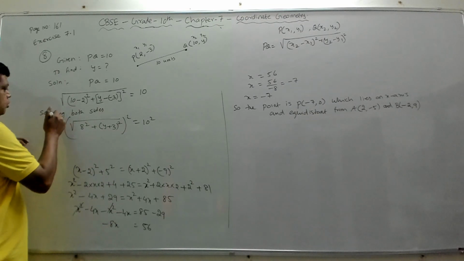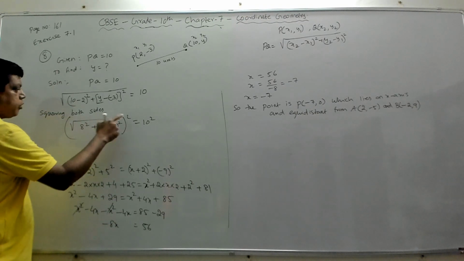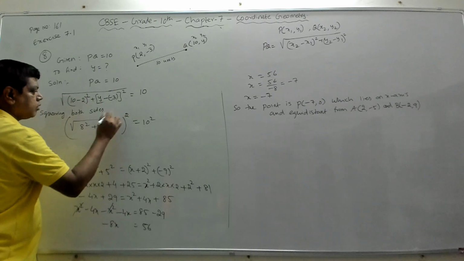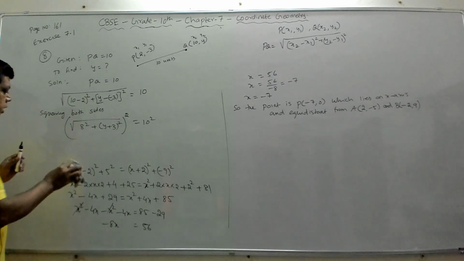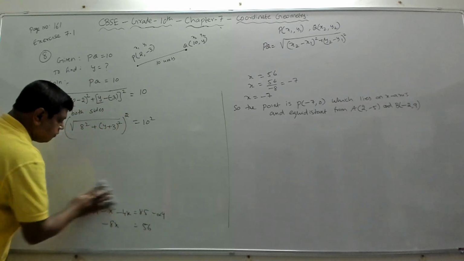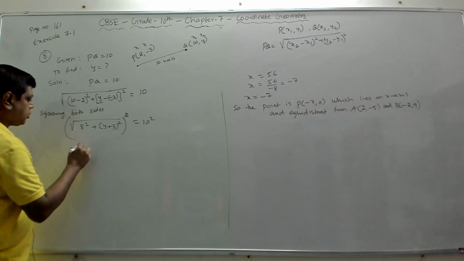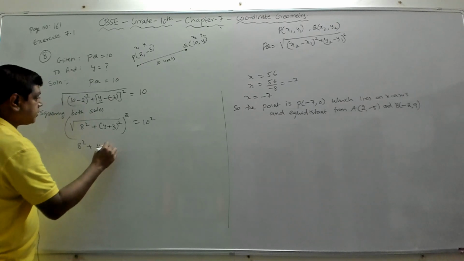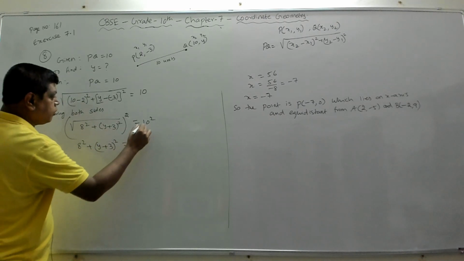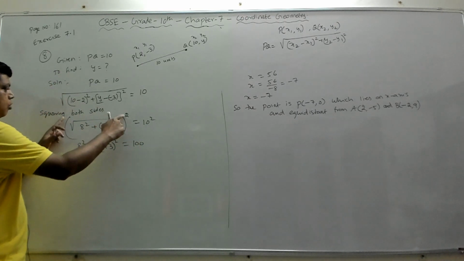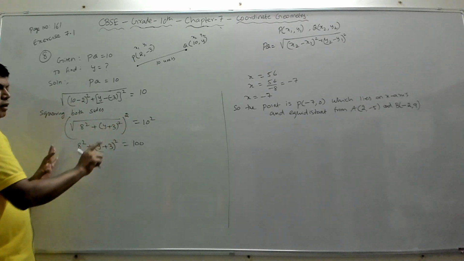Then what will happen once you square both sides? Then this root and square will be gone, right? So we'll have 8 square plus y plus 3 the whole square equal to 10 square, which is 100. This root and square will get cancelled.